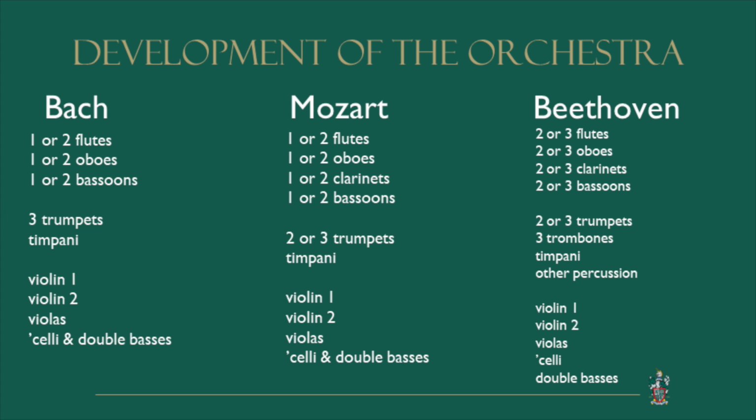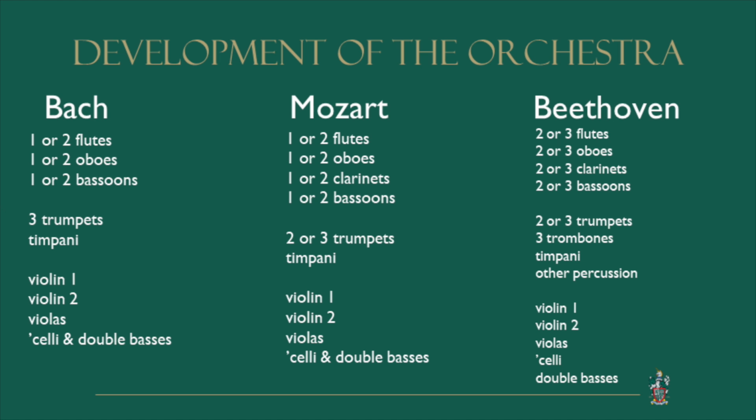And then we move on to Beethoven. So Beethoven might have more flutes and oboes and clarinets and bassoons. He also introduces the trombones into the orchestra and occasionally some other percussion. And then at the very bottom, you'll see I've separated cellos and double basses because they can now be more independent of each other.